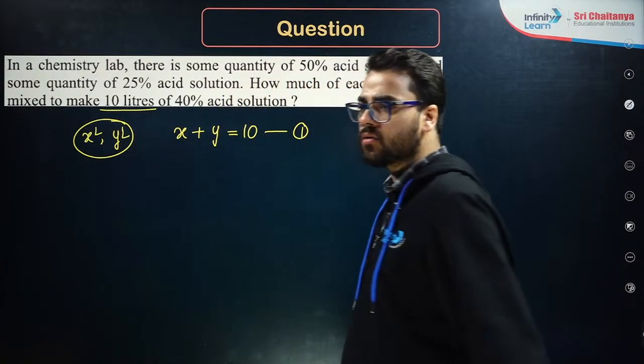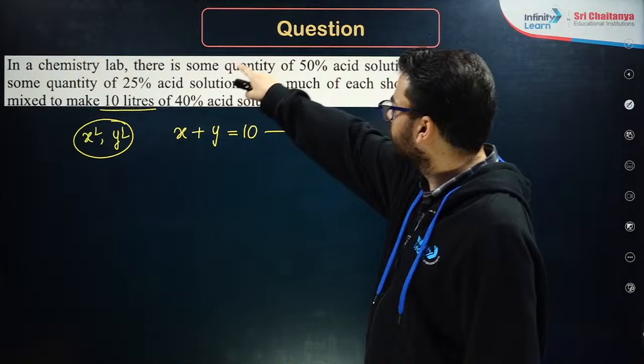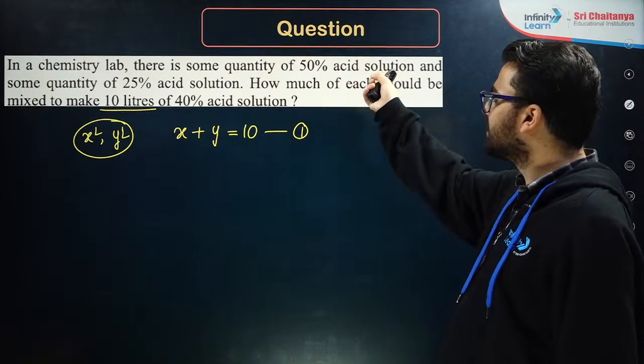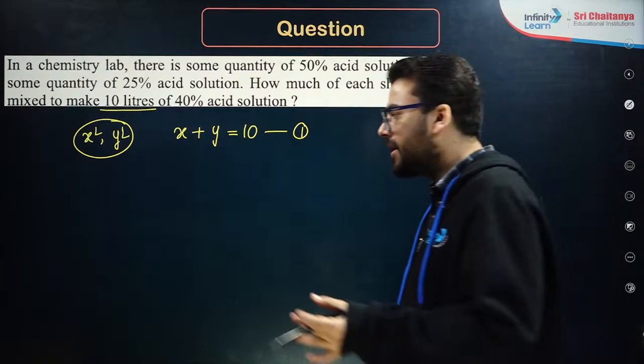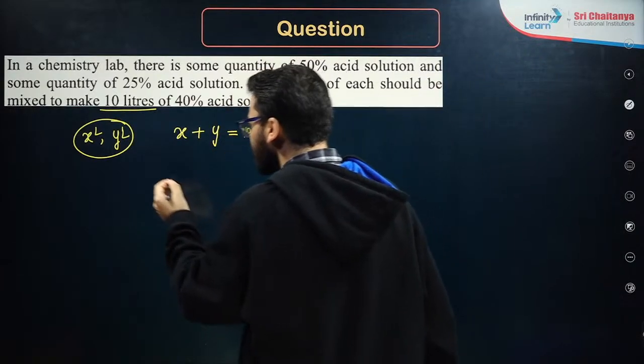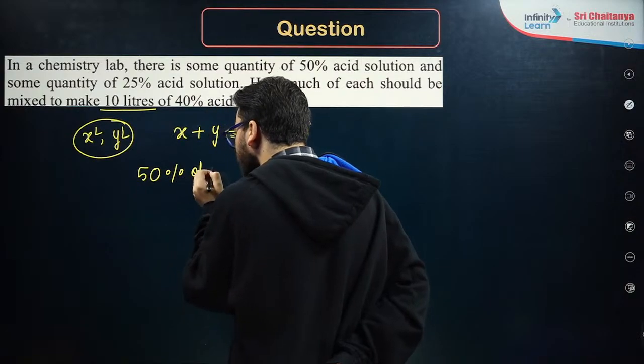तो x प्लस y इज इक्वल टू 10. This is the first part. Second part is, you see there is some quantity of 50% acid solution. अगर first type का x लीटर का solution है तो उसमें acid कितना है, 50% acid solution का मतलब उसमें 50% acid ही है, तो 50% of x होगा.